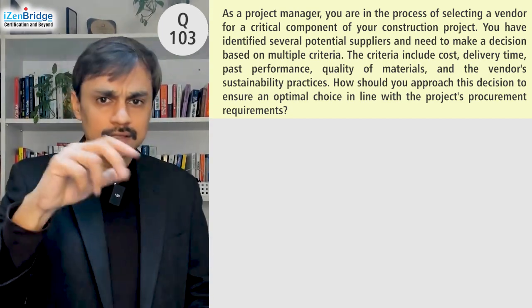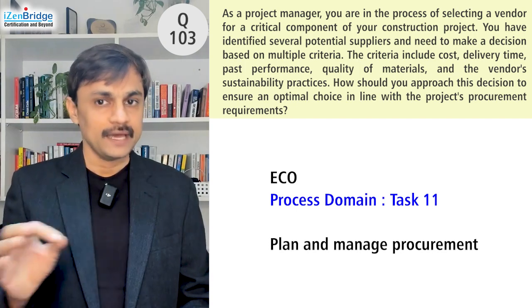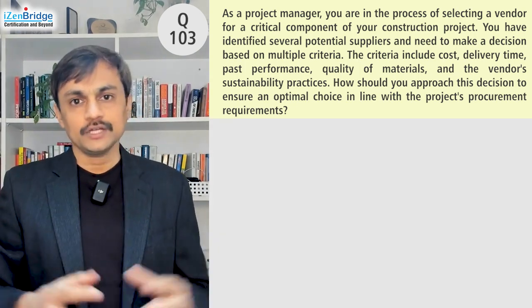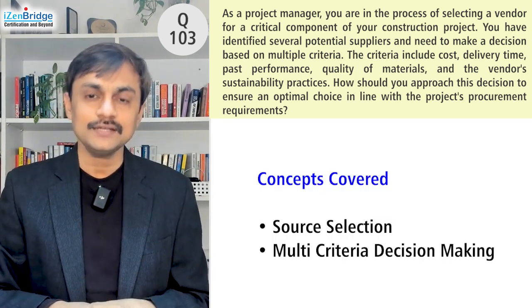This particular question is basically task 11, process domain, plan and manage procurement, because you are focusing on selecting the right vendor. The topics covered are source selection and multi-criteria decision making.